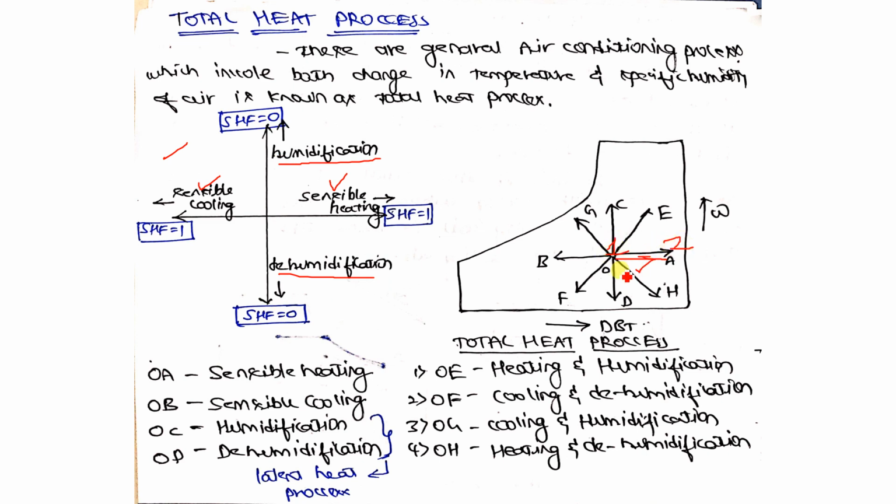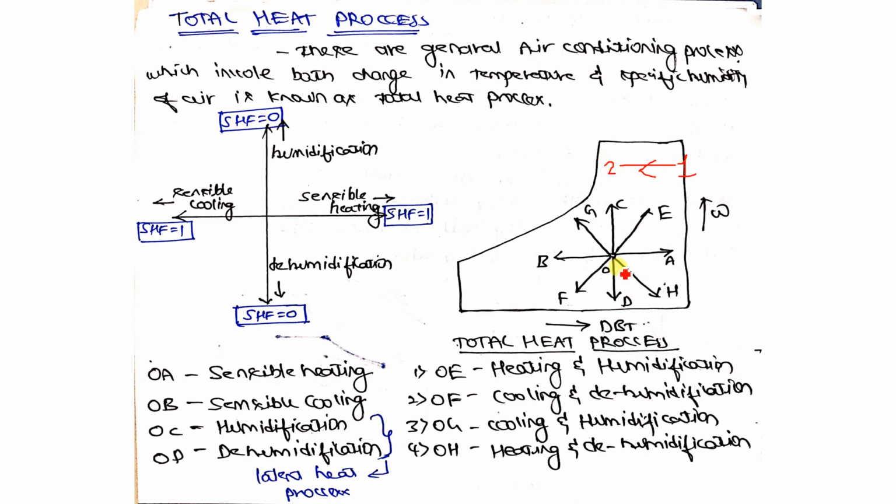That means what is it? It is a sensible heating process. Now, similarly, in the psychrometric chart, if it is of such order, here is my state 1 and here is state 2. So, it is going in the negative direction of the y-axis. What happens? It is OB, correct? So, OB in the sense it is a sensible cooling process.